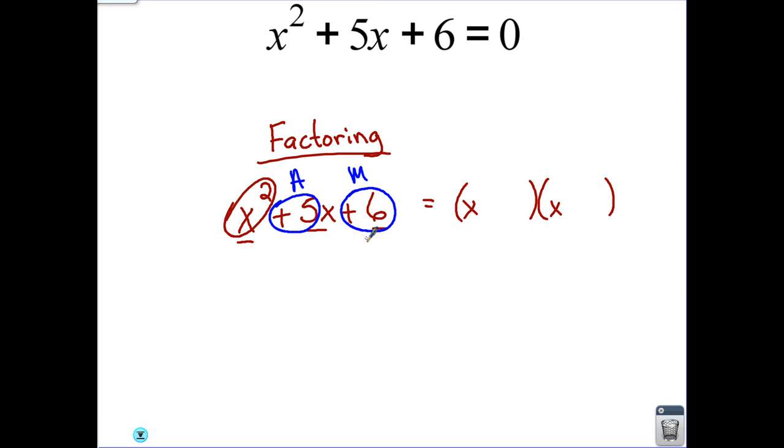2 and 3, 1 and 6. Done. And you could throw the negatives in there. Negative 2, negative 3, that gives you that. Negative 1, negative 6, that gives you that. So that's a really short list.